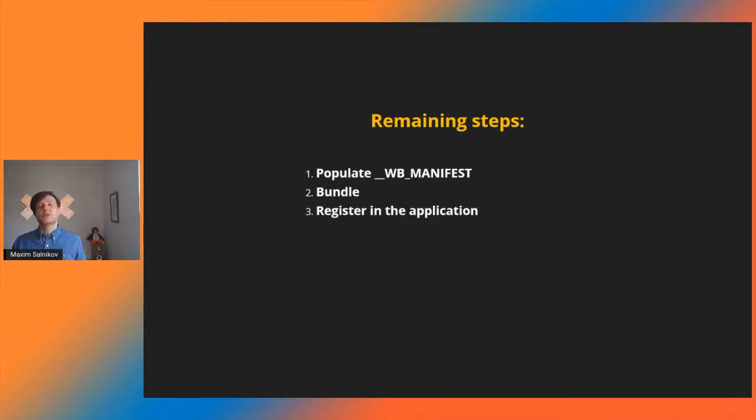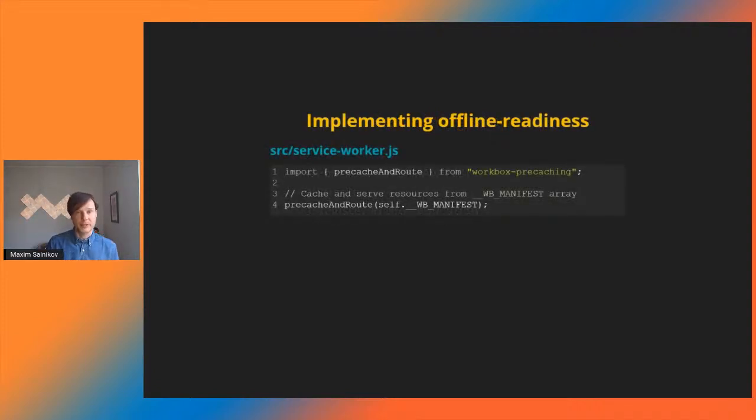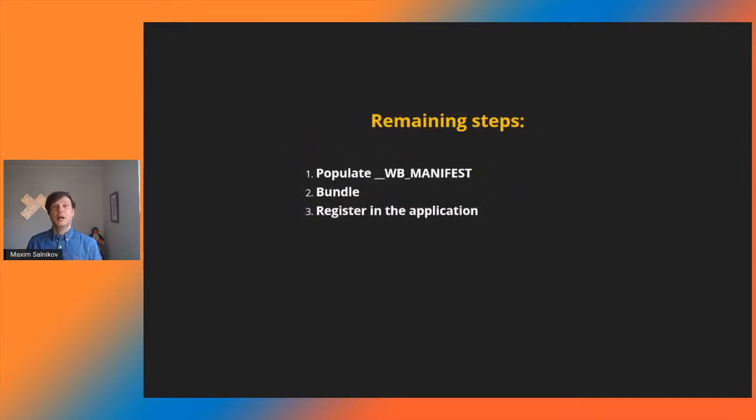First, Workbox knows nothing about the structure of our application and what exactly we want to pre-cache to have this application shell offline ready. This is why we have to help Workbox a bit. We have to populate this placeholder, WB manifest. If we go back to the previous slide, you see there's this parameter for the precacheAndRoute method. Then we have to bundle the service worker. This is how modern front-end works these days. And after all, we have to register this service worker in our application.